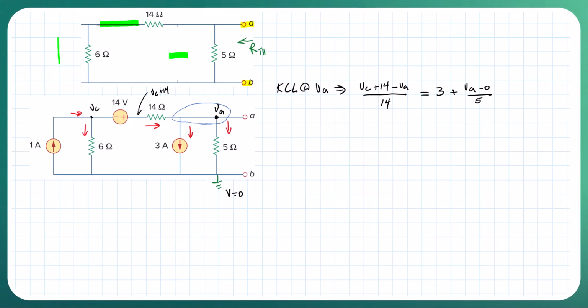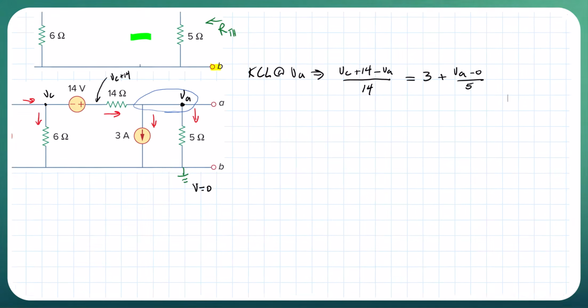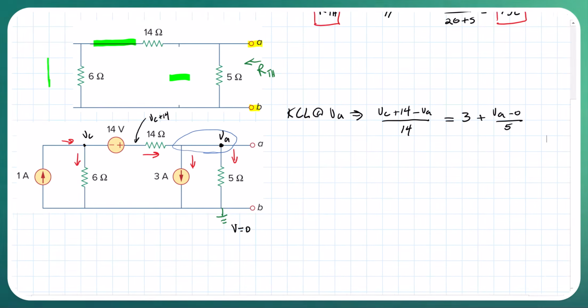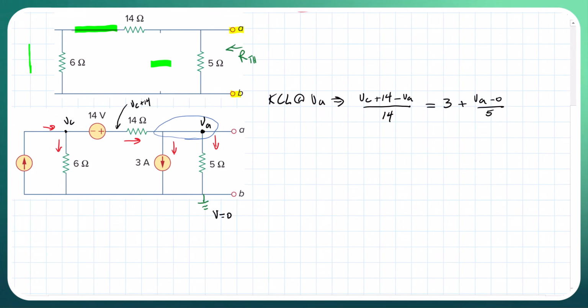So we can multiply it by some factor. Let's put it in terms of ratios. So I'll multiply it by 70. And that's going to give me 5 VC plus 70 minus 5 VA is equal to 210 plus 14 VA.